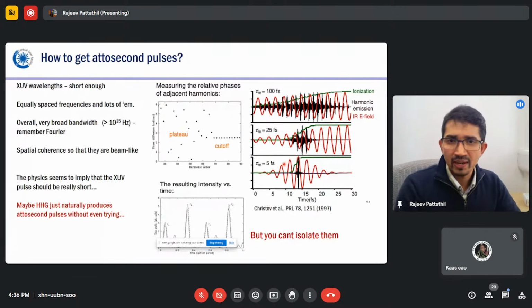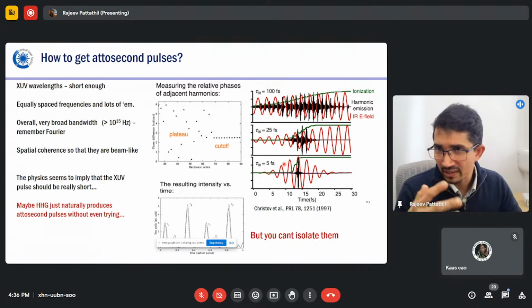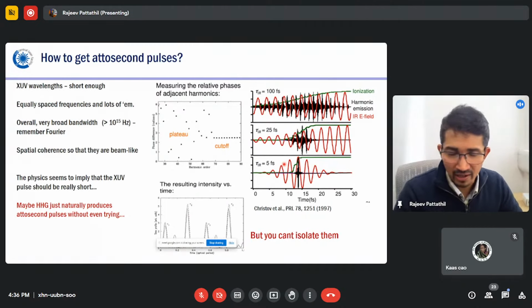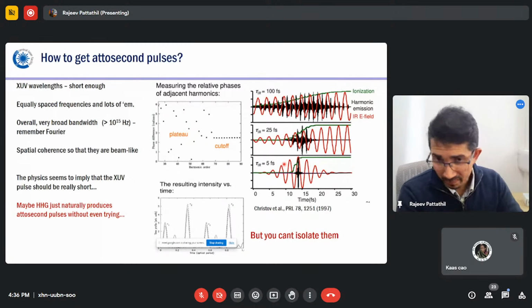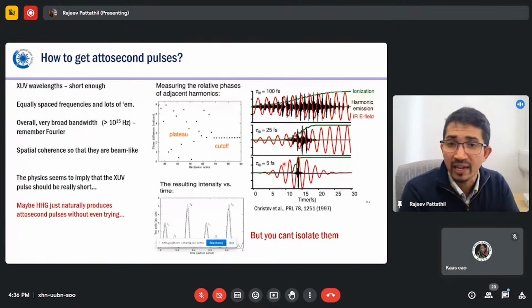You go to a few-cycle pulse, let's say 10 femtoseconds, that has only 3 light cycles in the infrared, or 5 femtoseconds, which typically will have only 1 full cycle in the infrared. And that is one way to make sure these harmonics will add up in phase. But even then, it becomes slightly complex.